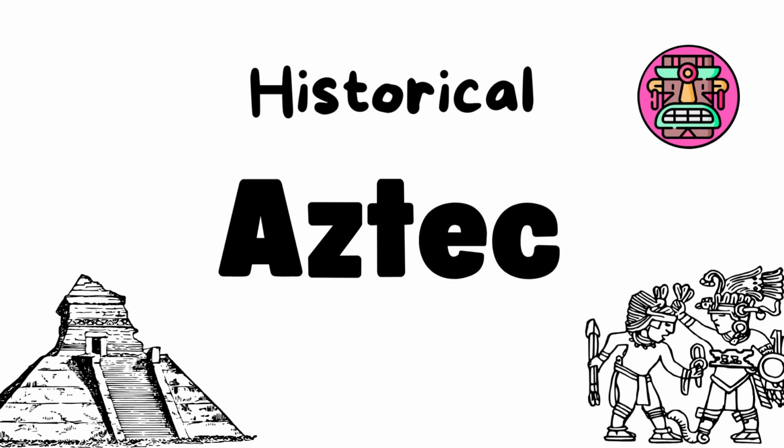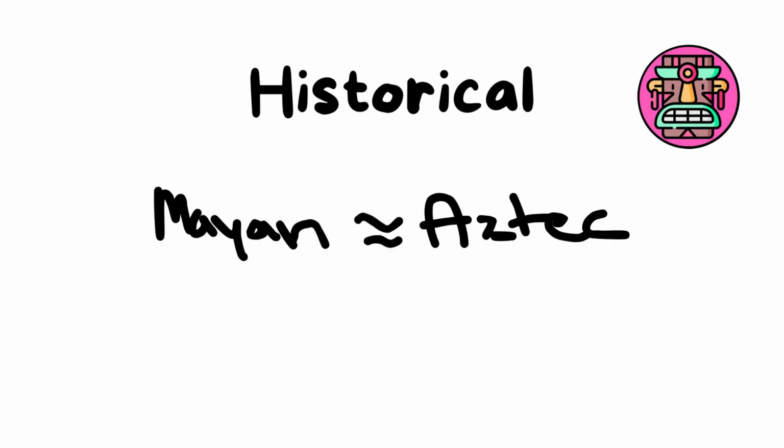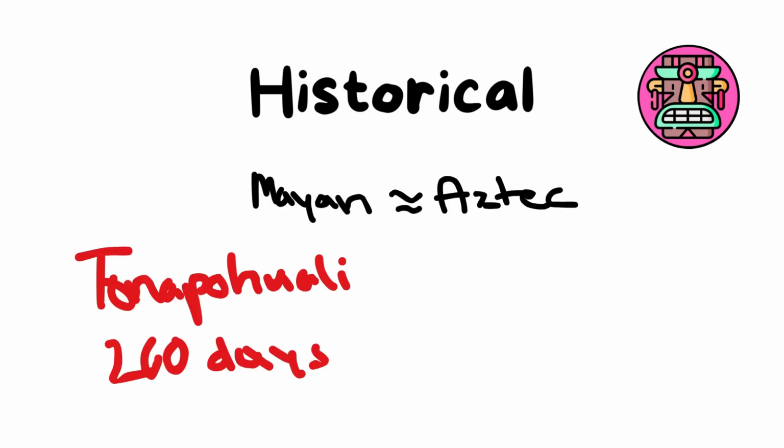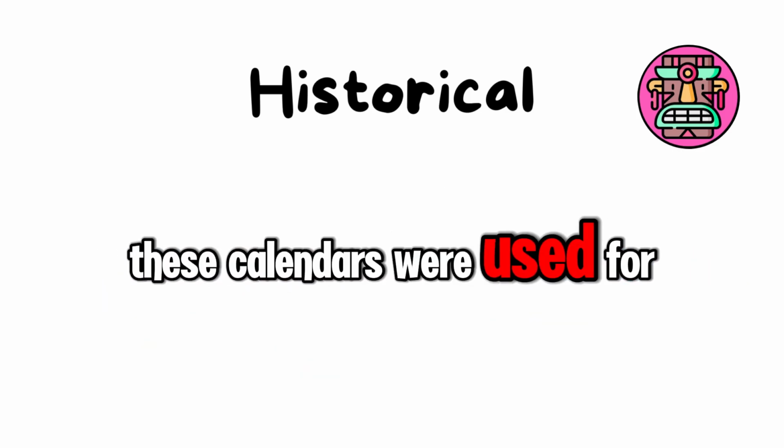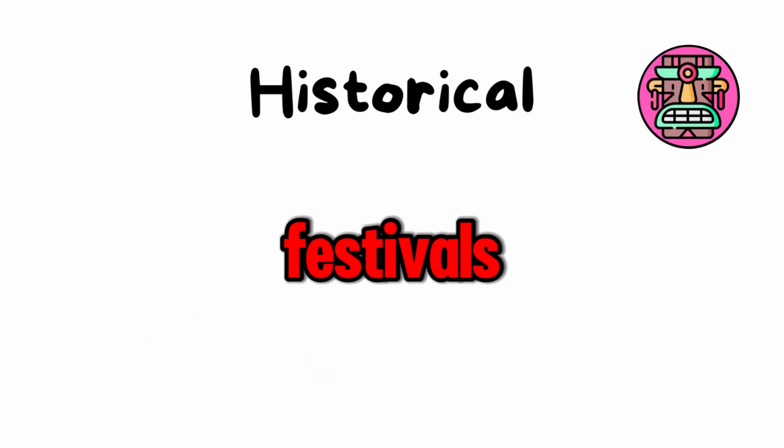Similar to the Mayan system, the Aztec calendar included a 260-day ritual calendar called the Tonalpohualli and a 365-day solar calendar called the Xiuhpohualli. These calendars were used for divination and the timing of religious festivals.